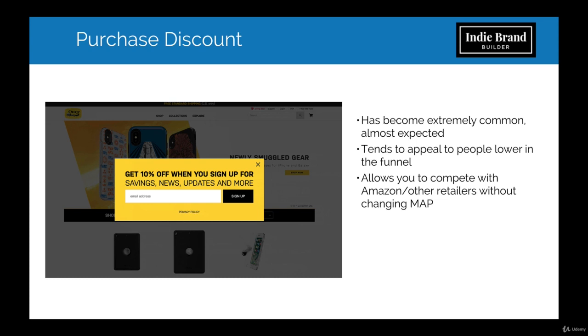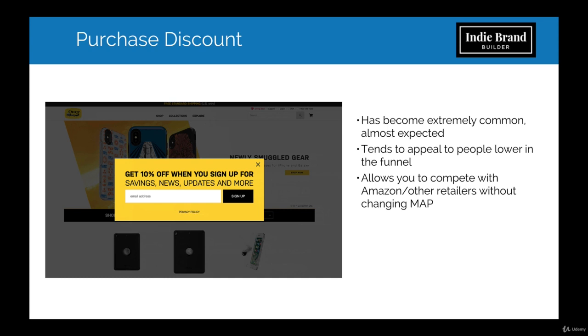The problem with this opt-in is it tends to appeal to people who are lower in the funnel. In other words, they're much closer to a purchase decision, and this may be the incentive that'll nudge them over the edge. But it may not be as effective if someone is coming to your site for the first time. They really have no affinity with your brand. They really have no incentive to sign up for a discount offer when they haven't even decided whether or not they're interested in your products yet.